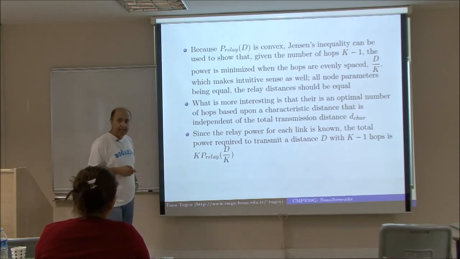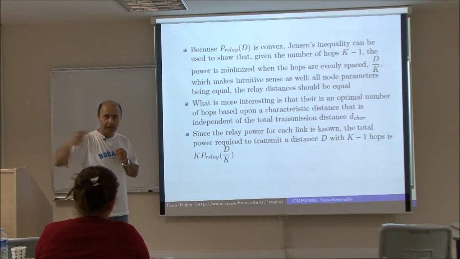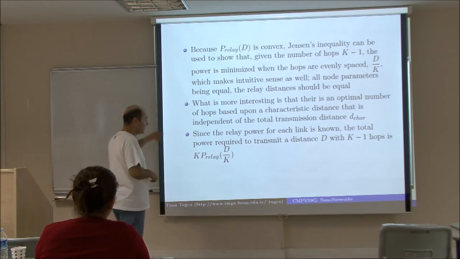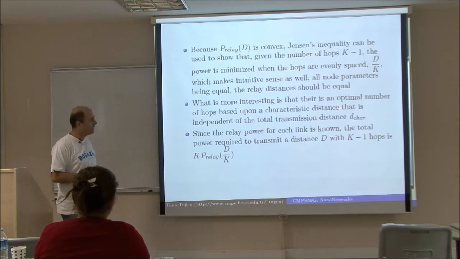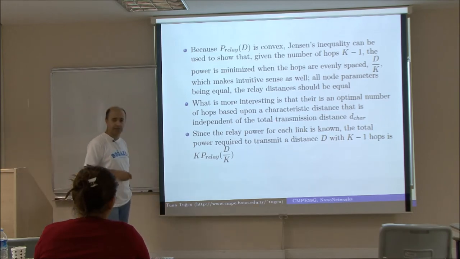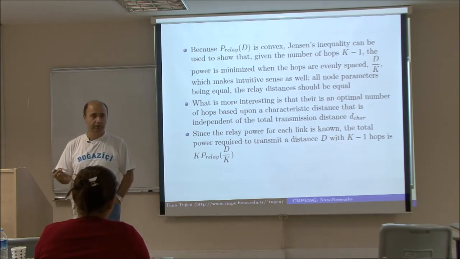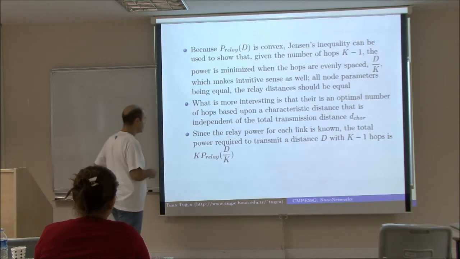So what would be the individual link length in that case? Altogether the distance is d. I have k of them, so it would be d over k. But what is more interesting is that there's an optimal number of hops based upon a characteristic distance, which is independent of the total transmission distance. That would be called d characteristic. Assuming all nodes are equivalent, we can talk about a characteristic distance at which the transmission is reasonable. Beyond that, it doesn't make sense to transmit further.